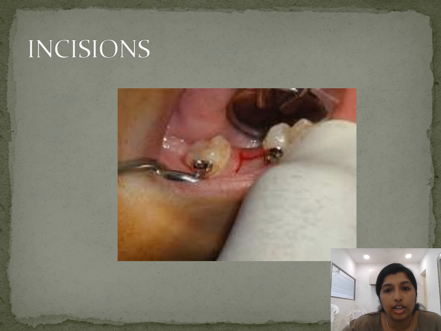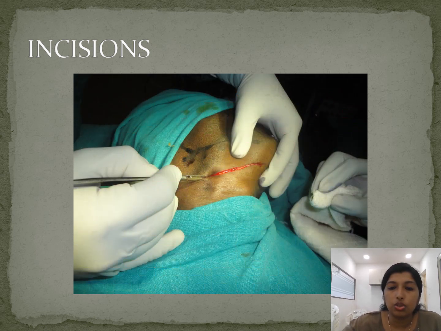Coming to incision, your incision plays a major role in how well of an access you get to your bone or the teeth or the place wherever you're operating, especially in fractures. Your incision must be perfect. So this was an extraoral incision that is placed below the lower border of your mandible.